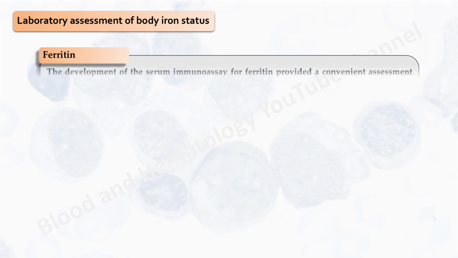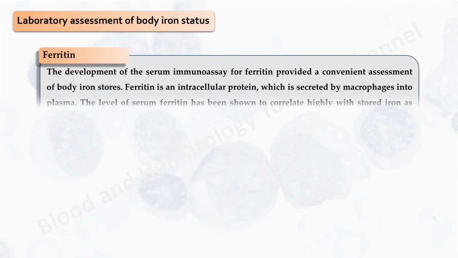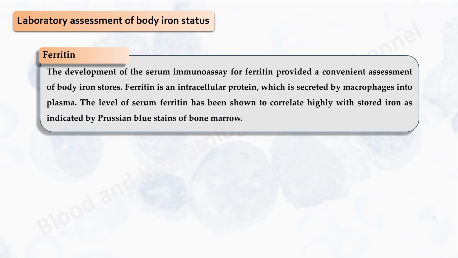The development of the serum immunoassay for ferritin provided a convenient assessment of body iron stores. Ferritin is an intracellular protein, which is secreted by macrophages into plasma. The level of serum ferritin has been shown to correlate highly with stored iron as indicated by Prussian blue stains of bone marrow.